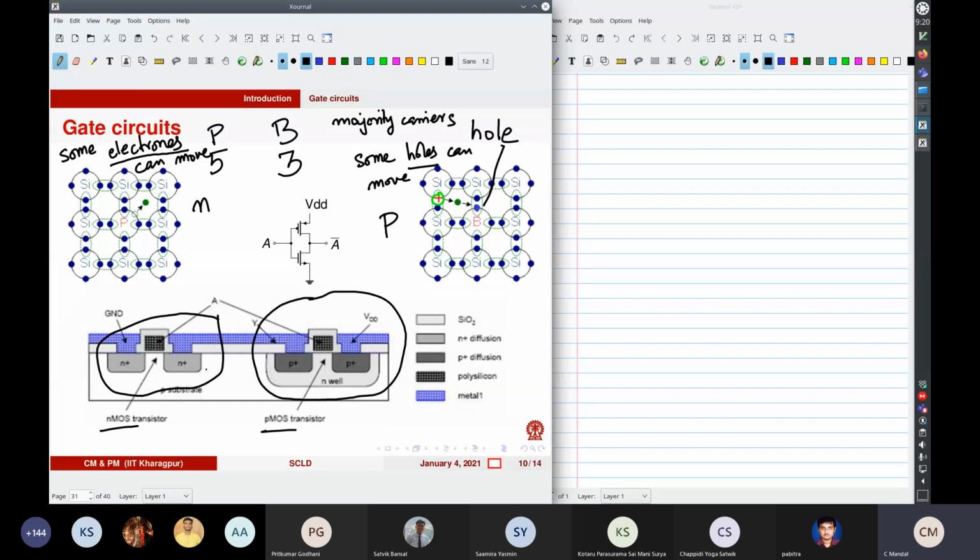So when you have N plus, or for that matter P plus, it simply means that you have more. This is heavily doped. N is lightly doped, N plus is heavily doped. P is lightly doped, and P means it is doped with something like boron, and N means it is doped with phosphorus. N plus means it's doped with more phosphorus, and P plus means it's doped with more boron.